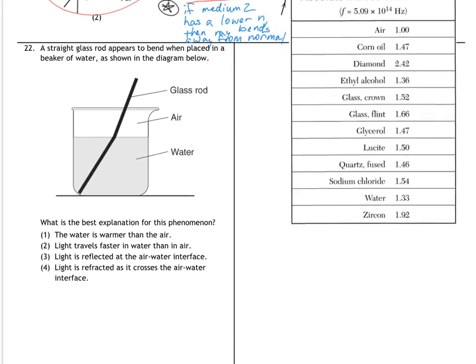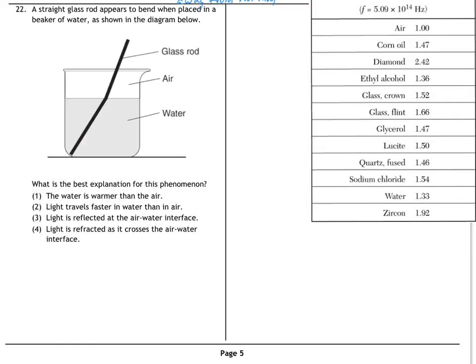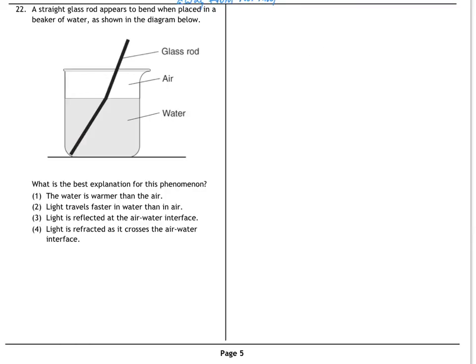All right, so in 22, we have a straight glass rod, and it's being placed in a beaker of water, and what's the best explanation for the phenomenon pictured, which is that the straw has been bent? And we would just say that light is refracted as it crosses the air-water interface.